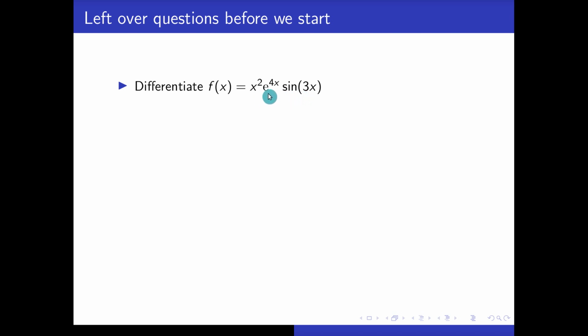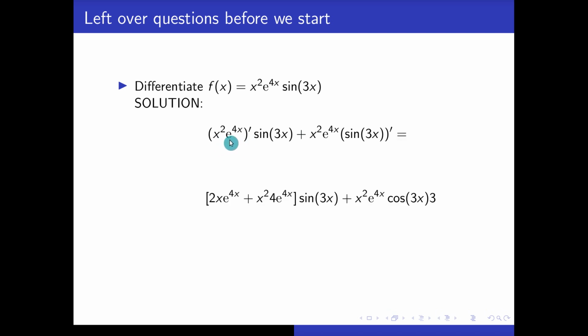So the difficulty, right, is that this is a triple product. So how about if we group the first two terms together and differentiate that way? So if we group the first two terms, we'll take x squared e to the 4x prime times sine of 3x plus x squared e to the 4x times sine of 3x prime. Okay, then we can work through the rest of it. The first one will be the product rule.